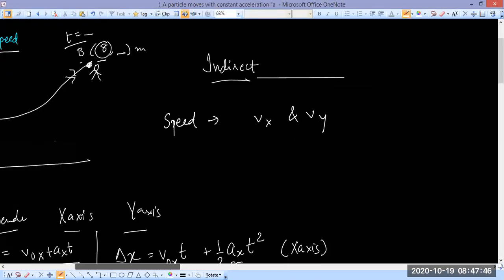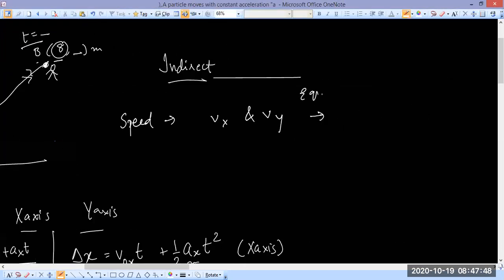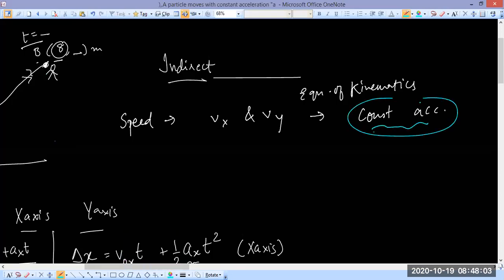And to find Vx and Vy, I could use equations of kinematics. And how did I come to know that I have to use equations of kinematics? Because I saw constant acceleration. I hope you realize that when I just read the question, I marked this. From there, I got an idea. Okay, I'm going to use this, so I'll get this, I'll get this, I'll get everything. Clear?